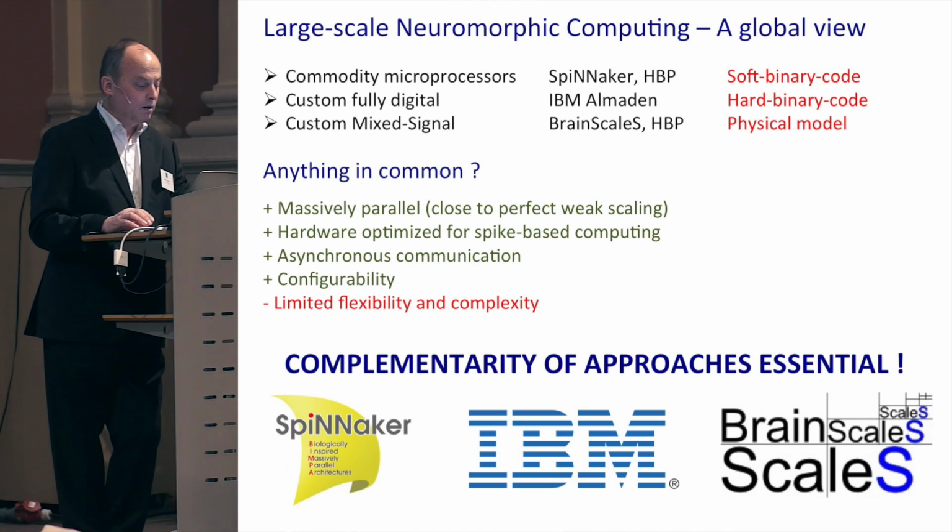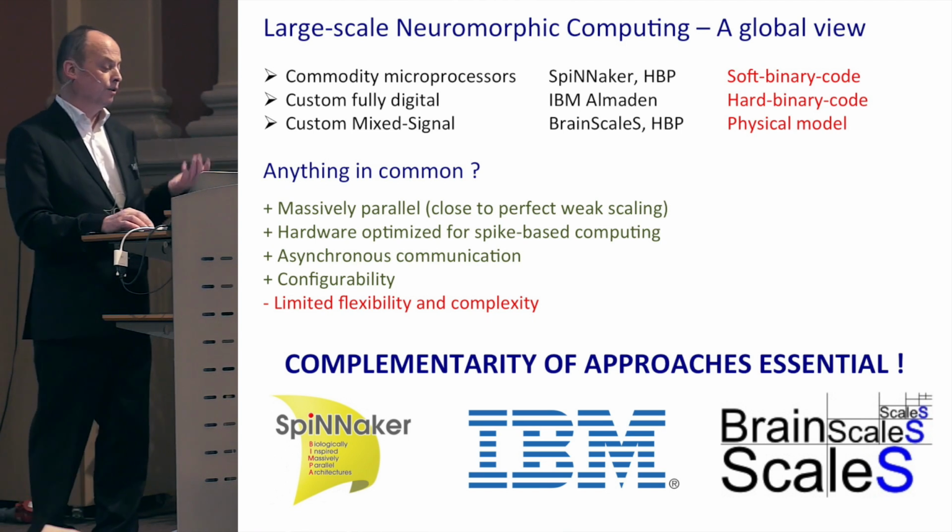Do these things have anything in common? I think yes. They are all massively parallel. That is, they really exploit close to perfect scaling. There is very little communication overhead. The hardware is optimized for spike-based computing. That's good and bad at the same time. It's optimized because if you really want to understand spike-based computing, those systems are wonderful. If you want to do other things, they are useless. So there's a lack of flexibility. I can already say that is the minus sign there. These systems have very little flexibility. They are not general-purpose computers.